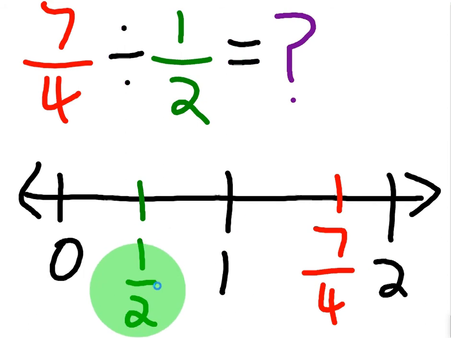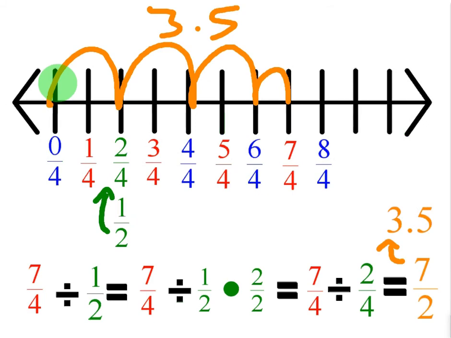Well, again, the key is finding a common denominator between the two, which by now you should be able to see is 4. So we're going to take 7/4, we're going to take 1/2 and turn it into a denominator of 4, so we multiply the top and bottom by 2/2. So now we have 7/4 divided by 2/4. And again, what we can do is take the numerators and divide. So 7 divided by 2 gives you 7/2, which is 3.5.